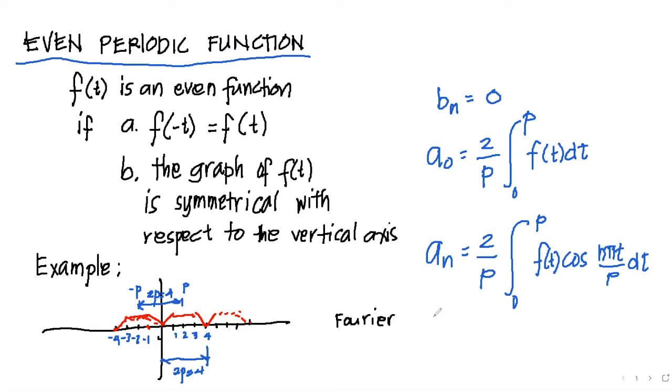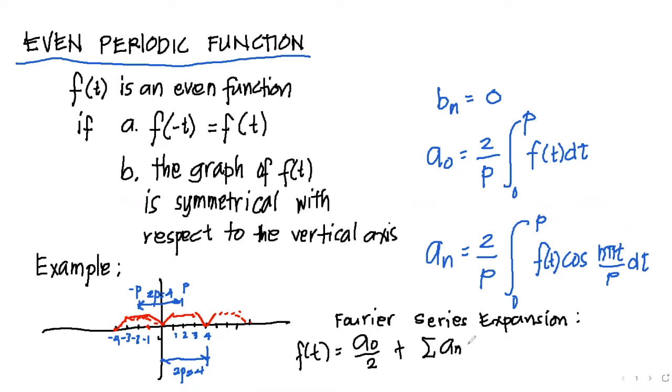Since b sub n is 0 and we have values for Euler constants a sub 0 and a sub n, our Fourier series expansion for even periodic function is f of t equal to a sub 0 over 2 plus the summation of a sub n times cosine of n pi t over p. N is from 1 to infinity. This Fourier series expansion is also known as Cosine series expansion.